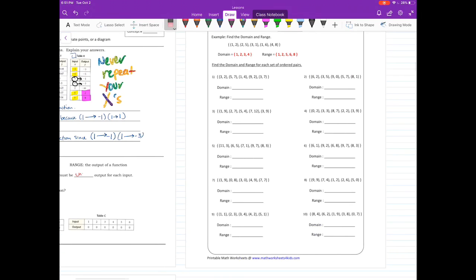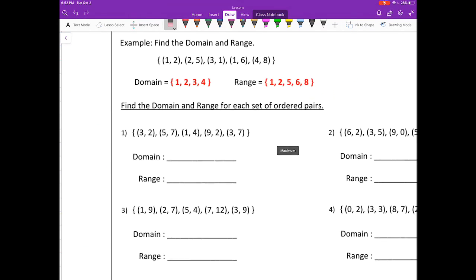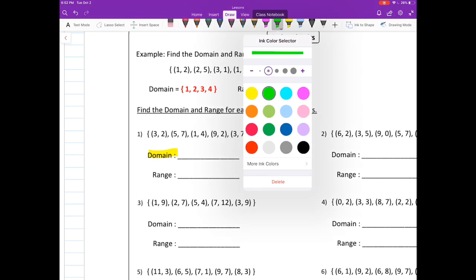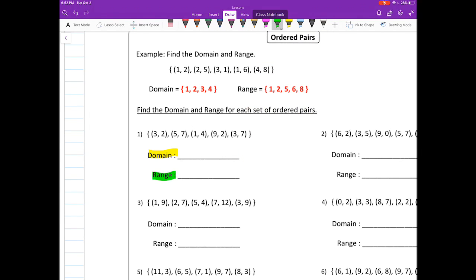So from this one, okay, domain and range. Domain, your limit of x's. So for your domain, you would write 3, 5, 1, 9, and 3. It's just your x's. You need to know that. Is it a function? No, it's not a function.